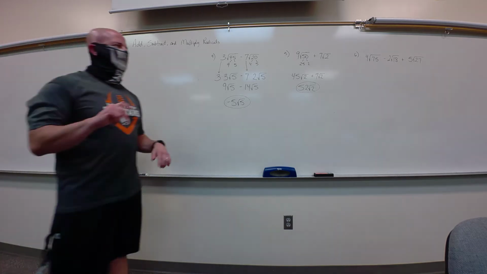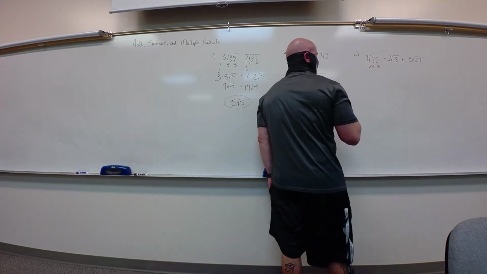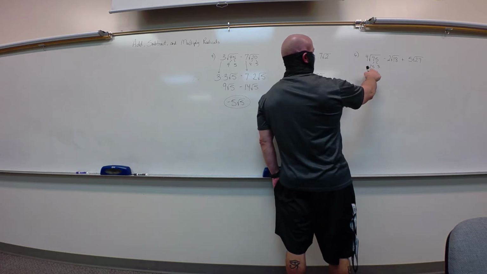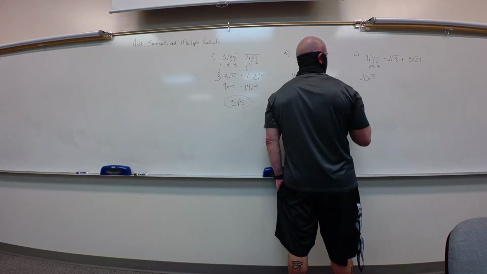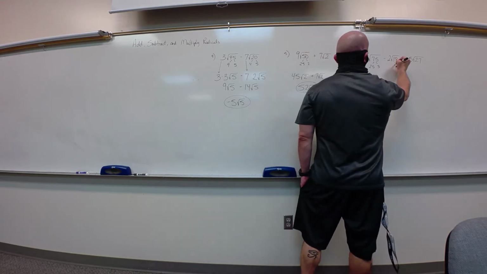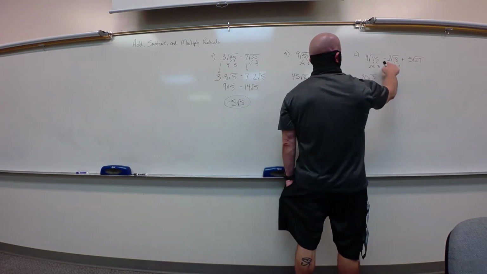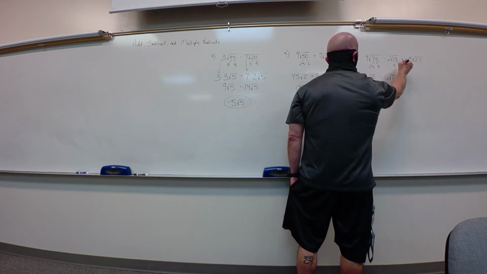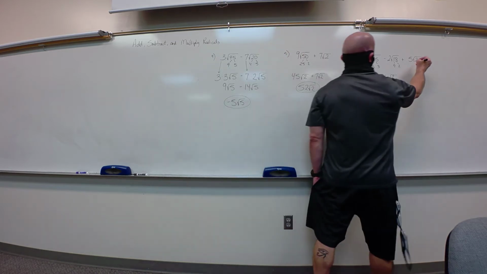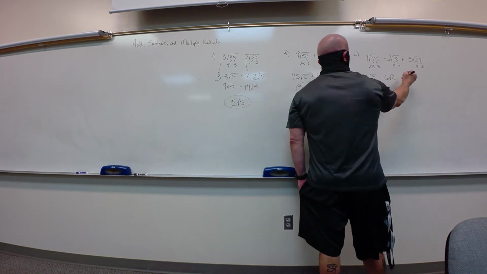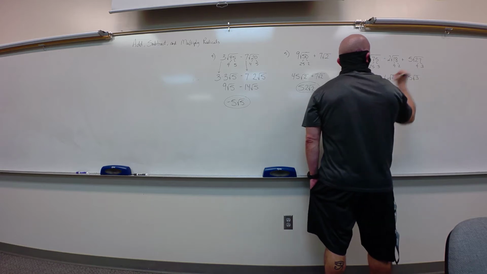So 75 is 25 times 3. Square root of 25 is 5 times the 4 is 20 root 3. 18 is 9 times 2. Square root of 9 is 3 times 2 is 6. So minus 6 root 2. That 2 is staying in. And then 27, 9 times 3. All right, so square root of 9 is 3 times the 5 is 15 root 3.